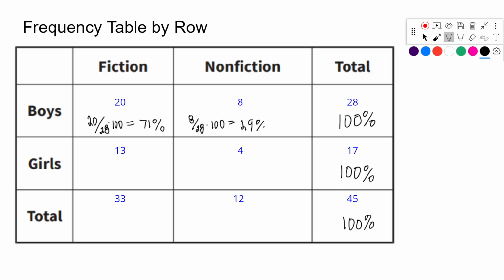The reason I knew that it would be a subtraction from 100 is because we're finding the frequency for this whole row. So the total of 28 is the total for that row. So our percentages within the row will add up to the 100%. So for girls, we're going to take 13 and divide it by 17, because that's the total of the row, times 100, and that's going to be 76%.